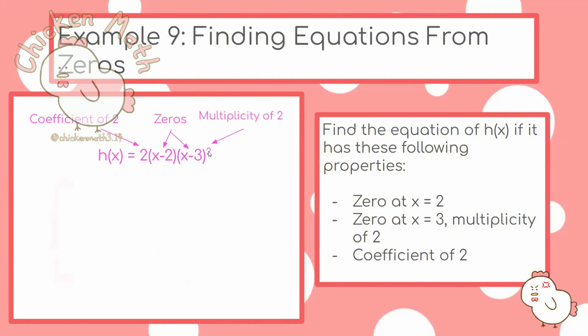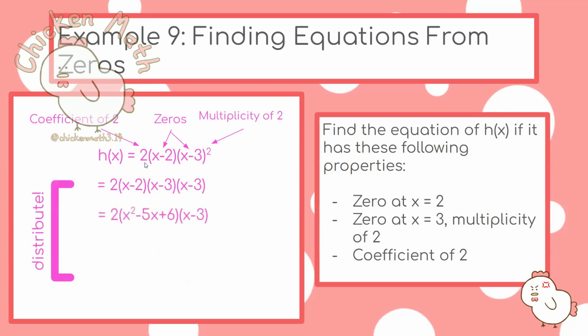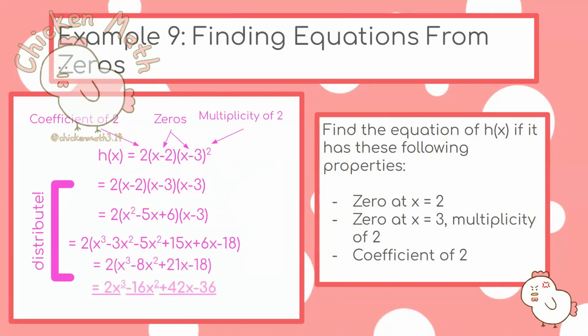All right, and then now we just distribute. So we're just going to do our simple algebra. Spread this 3 into x minus 3 times x minus 3, and then distribute like normal. And once you do that, you get 2x to the third power minus 16x squared plus 42x minus 36, and that would be the equation of h of x.